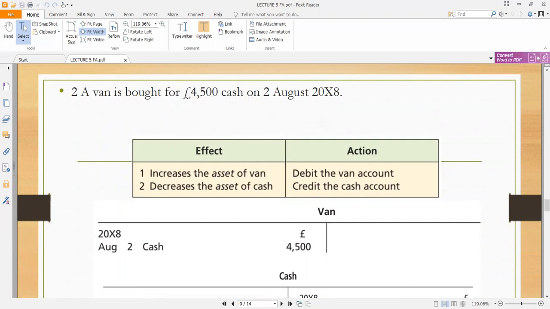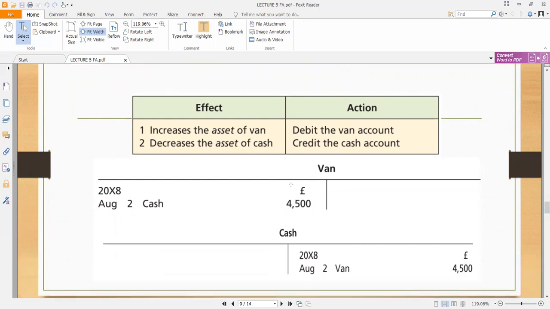Now the effect is that the van is an asset, right? So meaning we are debiting the van account. We are debiting the amount that we used to buy the van into our main account. The second effect is that it decreases the asset of cash, meaning that cash in our bank will reduce, while assets will increase. So our cash in this sense is now in a less liquid form.